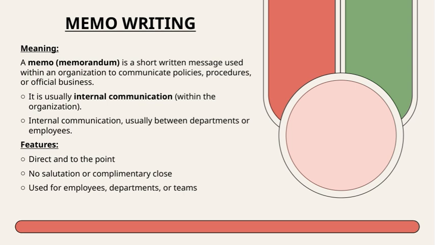In terms of writing a memo, clarity and brevity are crucial. Since they are used for internal purposes, you want your message to be straightforward and easy to understand. Memos are primarily used for employees, departments, or teams to ensure everyone is on the same page. Connecting this to the overall theme of effective business communication, memos are a vital tool because they help streamline internal messaging, ensuring clear and quick dissemination of information without unnecessary formality.